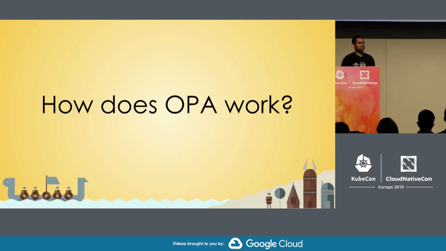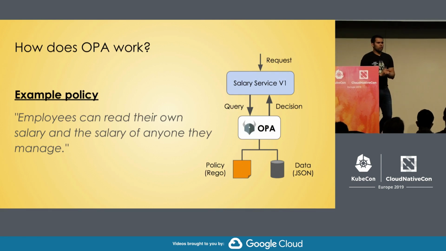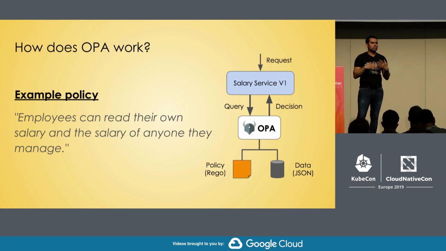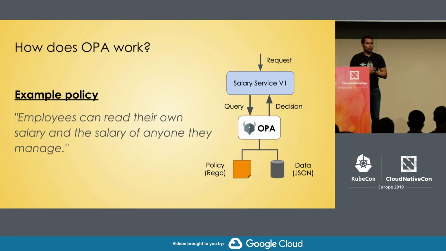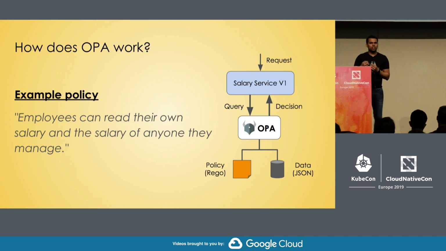And so just how does OPA actually work? Now, we've seen this figure before. Your service gets a request. Your service asks OPA whether it is allowed or not. OPA will evaluate the request based on the policy and data it has access to and send a decision back to your service.